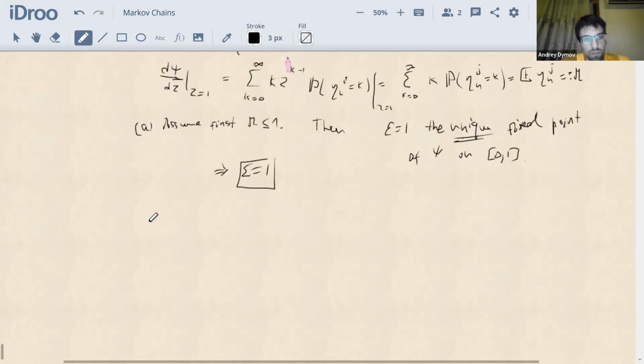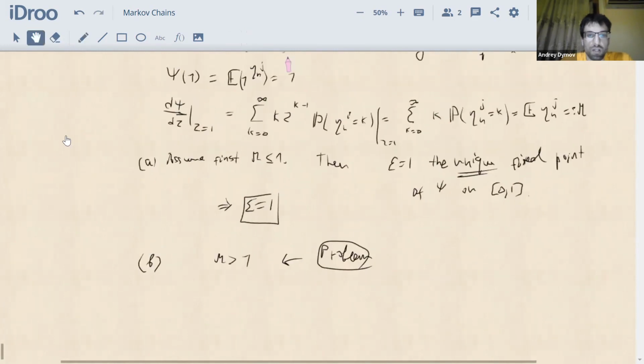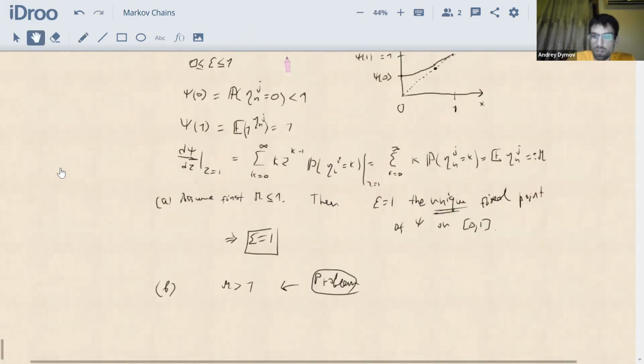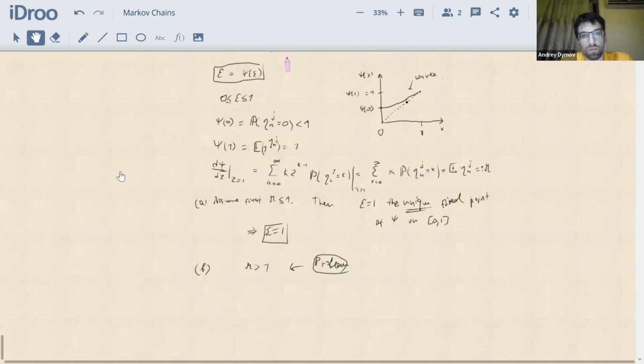So it remains to consider situation B, when mu is more than or equal to 1, and I leave it also as a problem, which will be in the list of problems. Actually, the argument is similar to what I have just used, but slightly more involved. I think that you will need to find one more small idea, one more argument to deal with this situation.